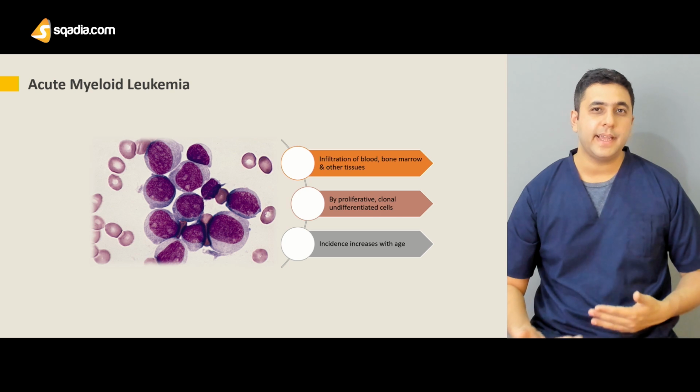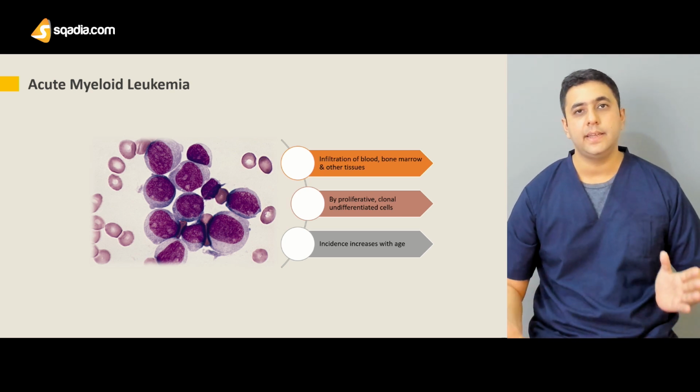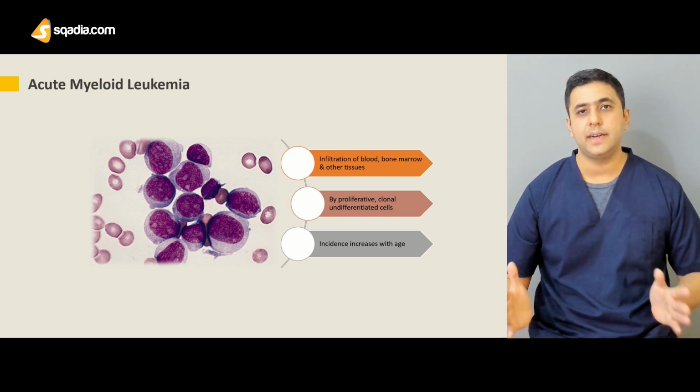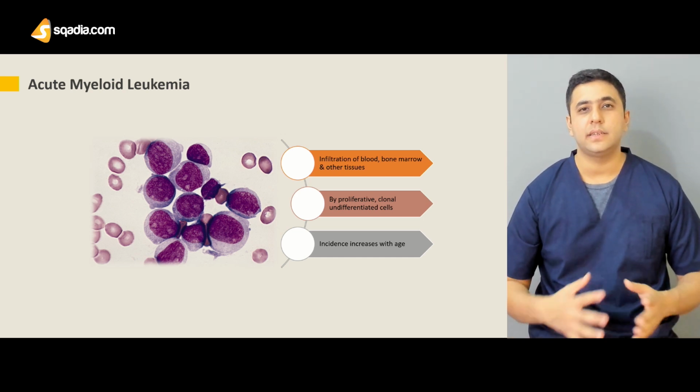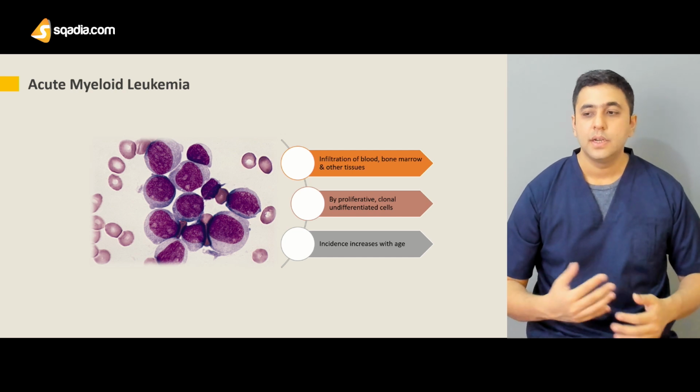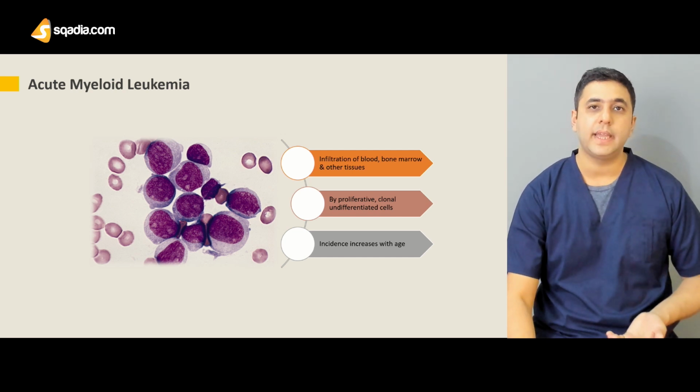And with increasing age, the incidence of AML increases, generally in an age bracket of 40 to 60, 65. That is the age bracket of AML, but it can present later on as well. The median age, you can say, is around 60 to 65 years. So this was a generalized introduction about AML.